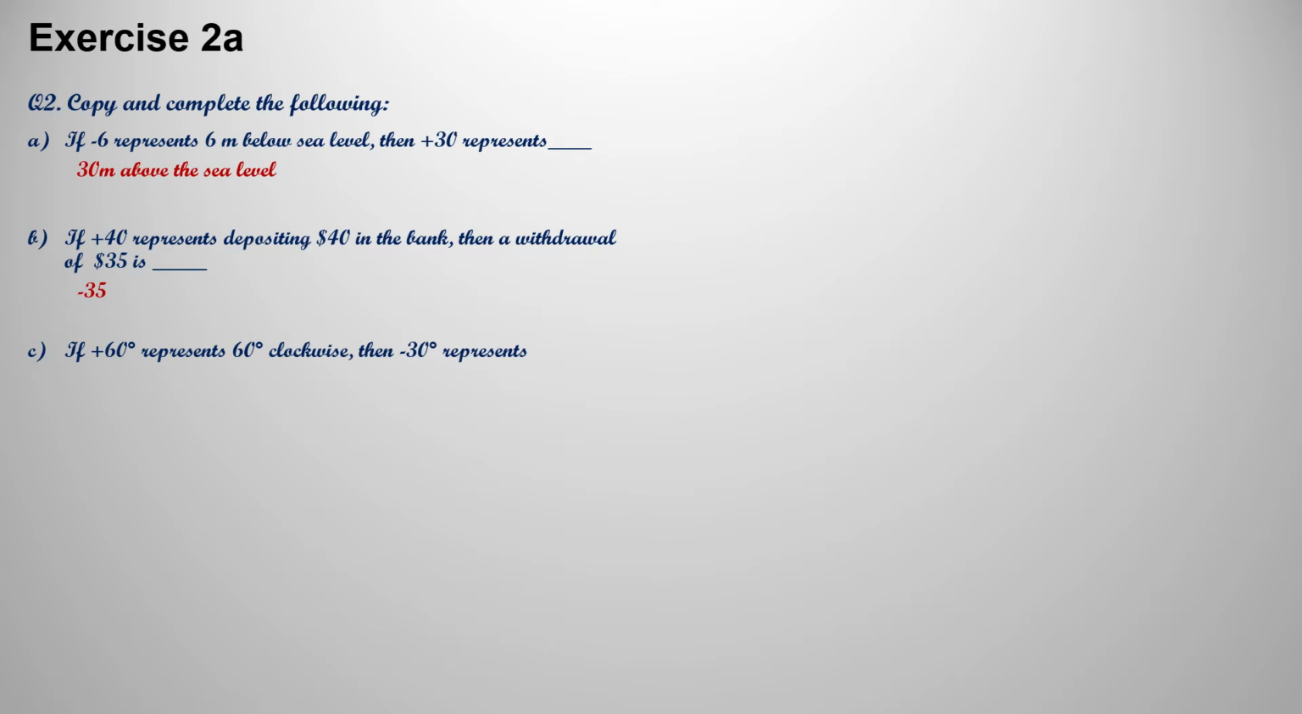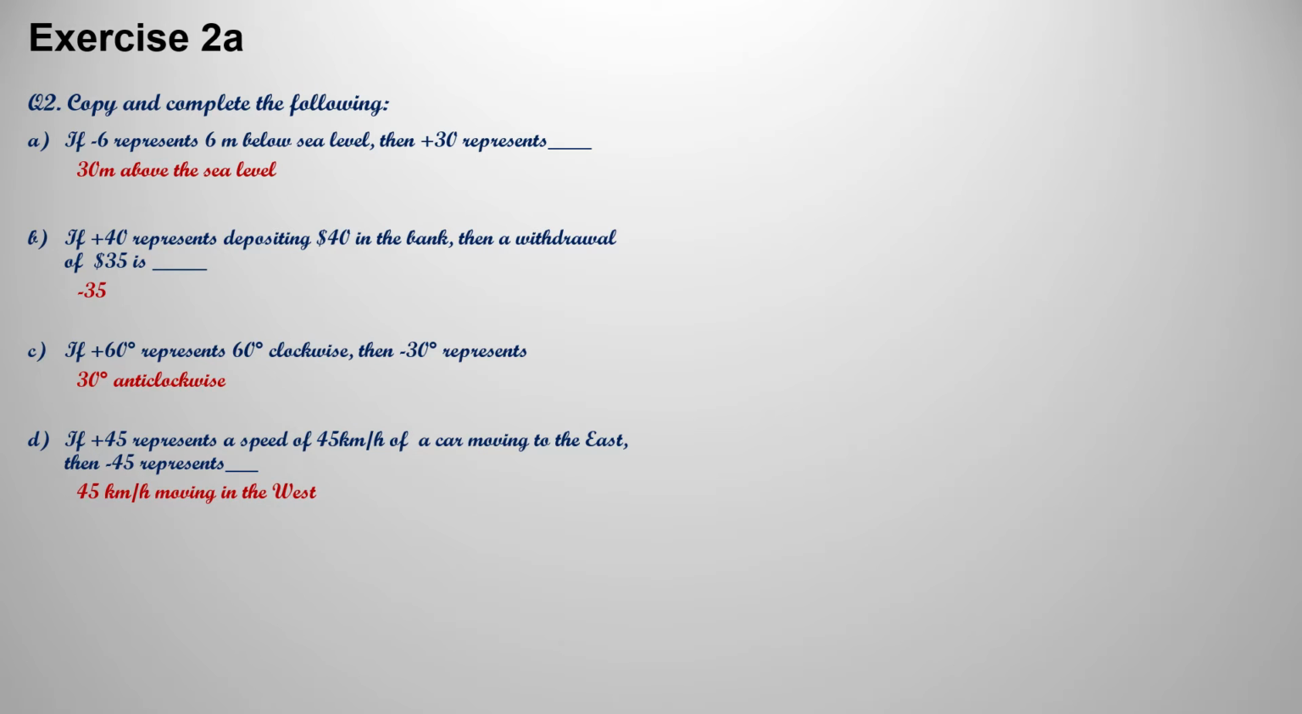Part C. If plus 60 represents 60 degrees clockwise rotation, then minus 30 represents what? Again, opposite direction. We have 30 degrees anti-clockwise rotation. Part D. If plus 45 represents a speed of 45 kilometers per hour of a car moving to the east, then minus 45 represents what? Minus, we have the opposite direction. What is opposite to east? We have west. It means the car is moving at the speed of 45 kilometers per hour towards the west.